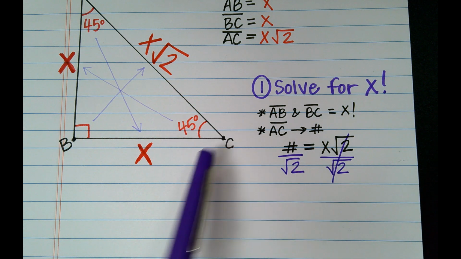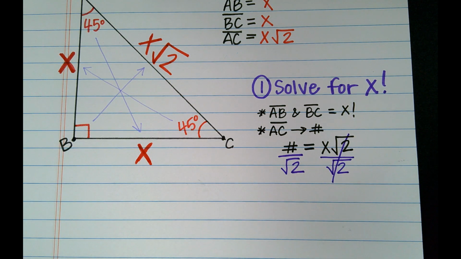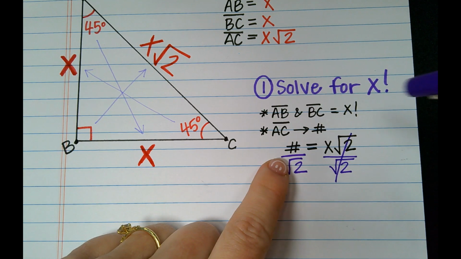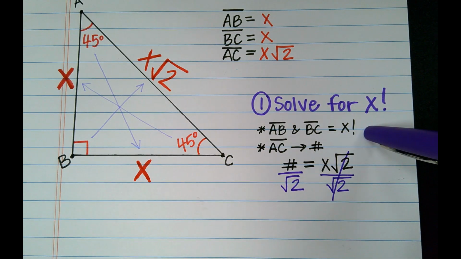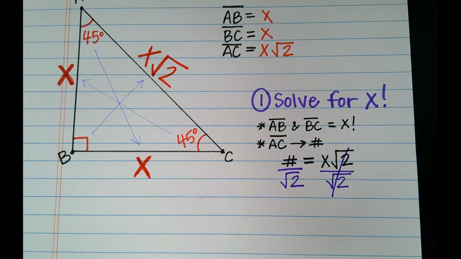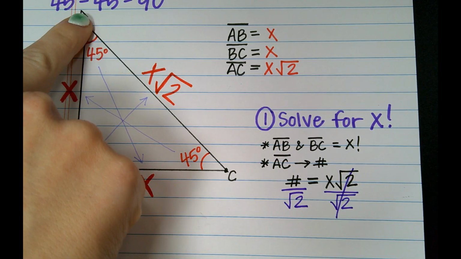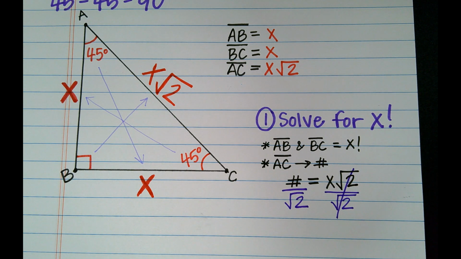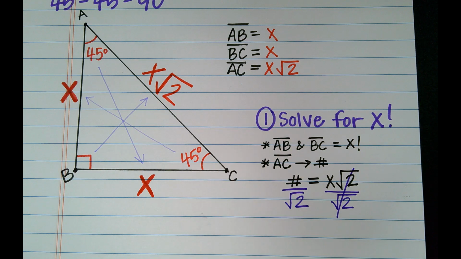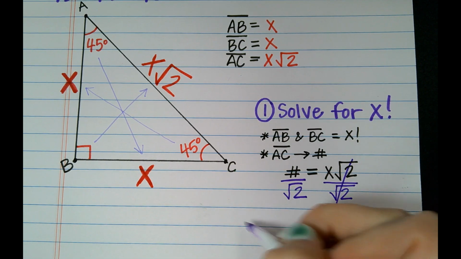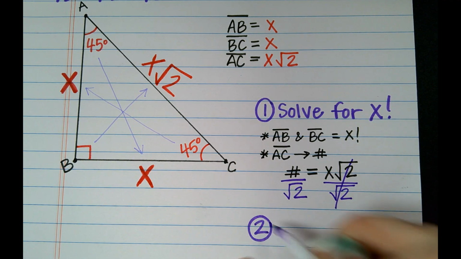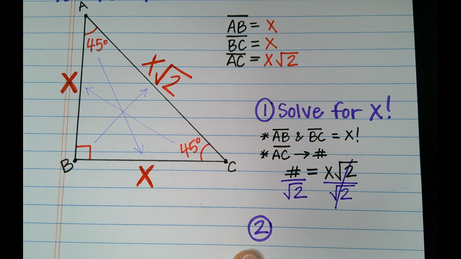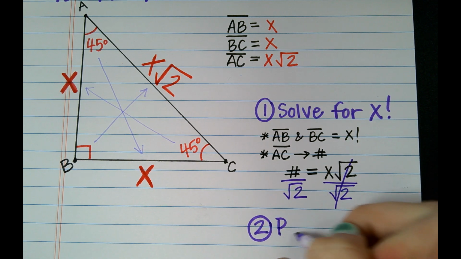Now, if you've been given AC, that longest side, and then you solve for x, you have all your sides. If you are given the shorter sides, basically you're given x, how would we solve for that last side, A to C? We could just plug in x radical 2. So step 1, solve for x. Step 2, plug in that x value to solve for other sides.